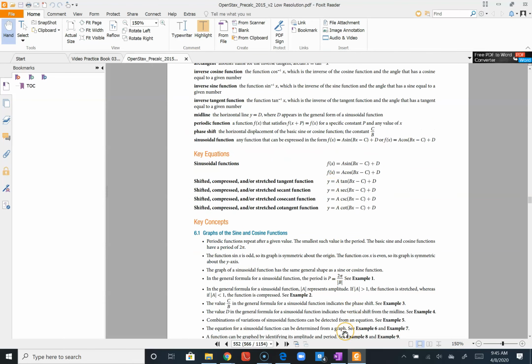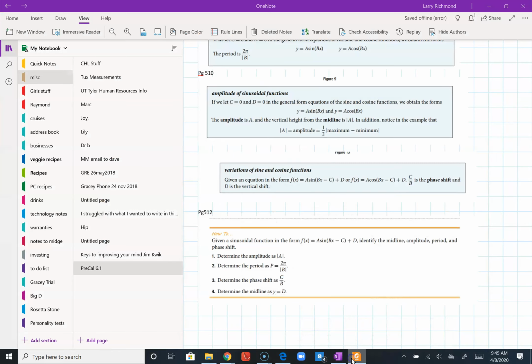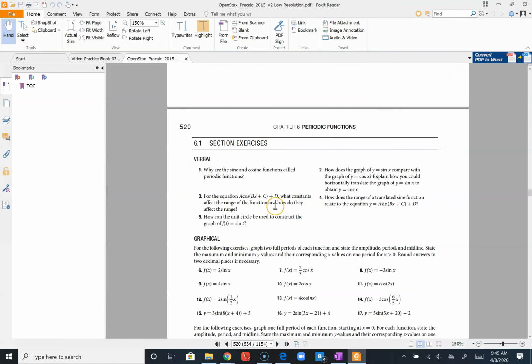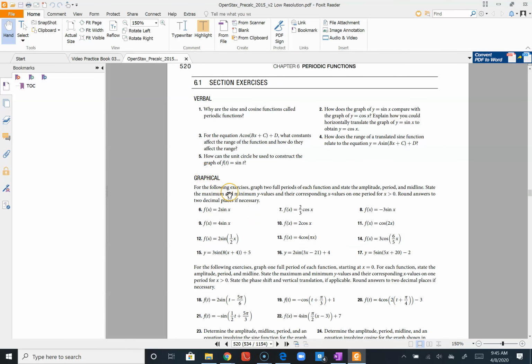Alright, let's look at a couple of example problems. Okay, 6.1, I'm looking at this 6 through 17. It says, for the following exercise, graph two full periods of each function, state the amplitude, period, and midline. State the maximum, minimum y values and corresponding x values on one period for x greater than 0. Round answers to 2 decimal places if necessary.